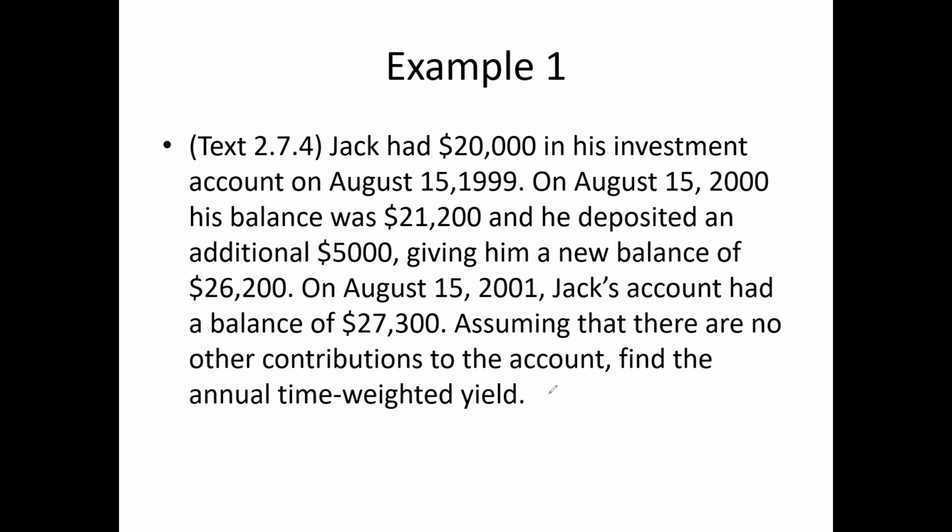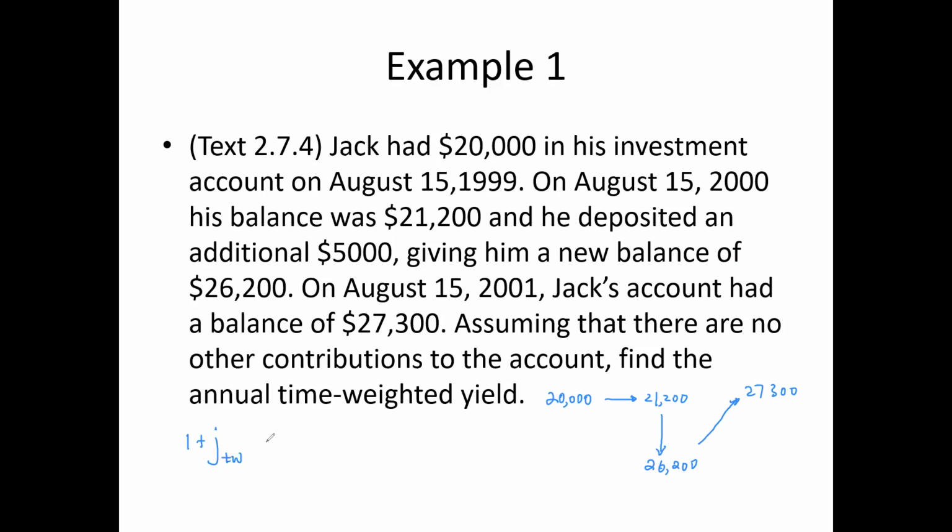So at the beginning, Jack has $20,000. After 1 year, sorry, I said 2 years somewhere. It should be 1 year, 1999 to 2000. The balance is 21,200. But then she added some money. So the new balance before the next time period is 26,200. And then another year, the balance is 27,300.